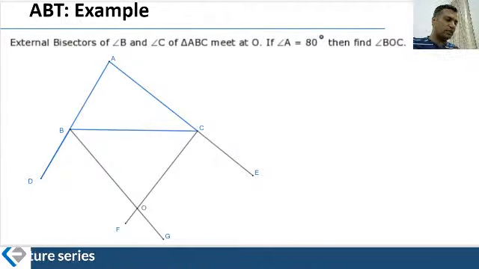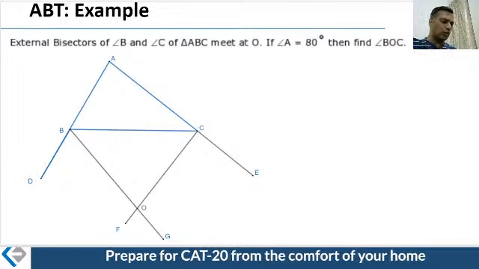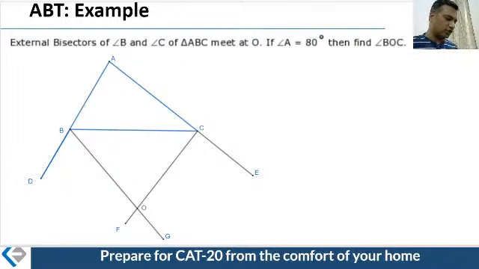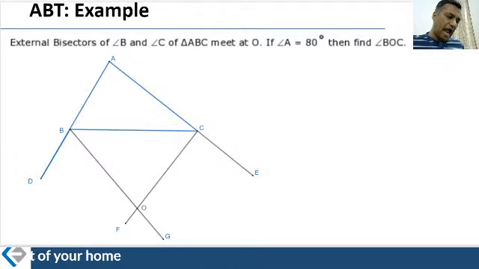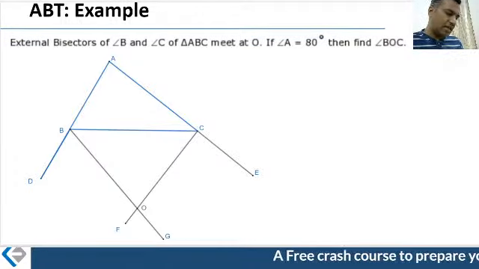Here we go. Let's take a look at this particular question. External bisectors of angle B and angle C of triangle ABC meet at point O. Angle A is 80 degrees. Then find the angle BOC.